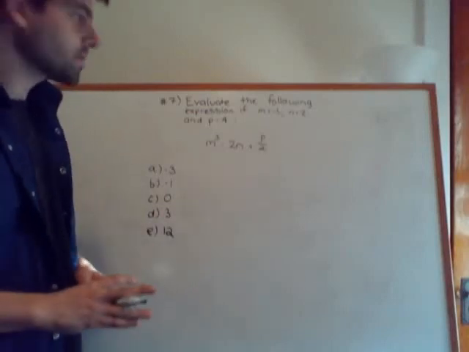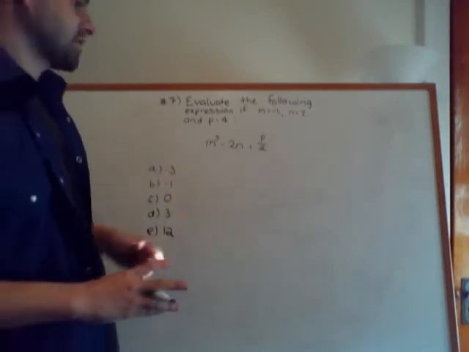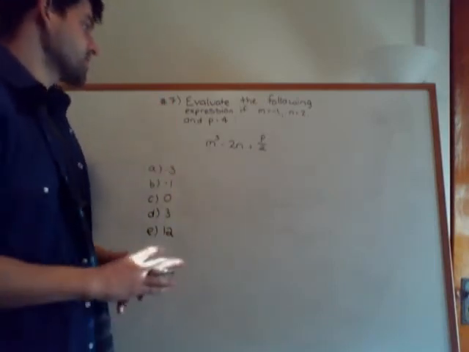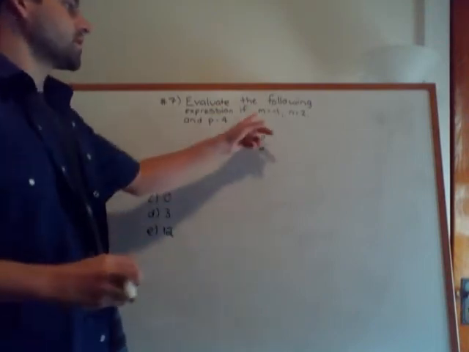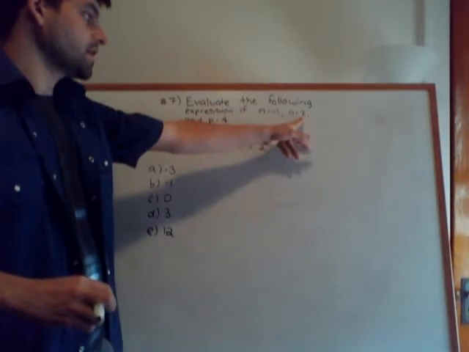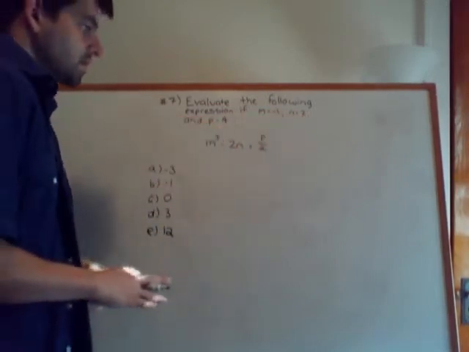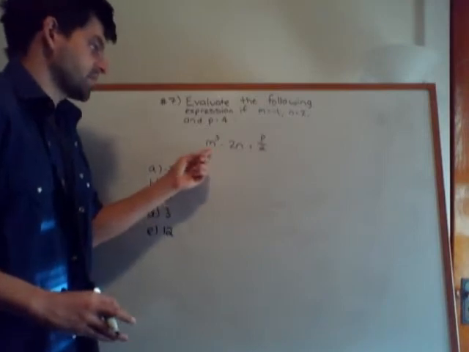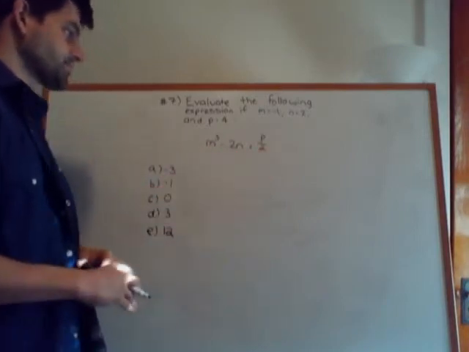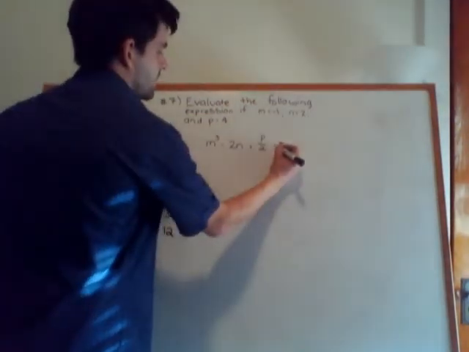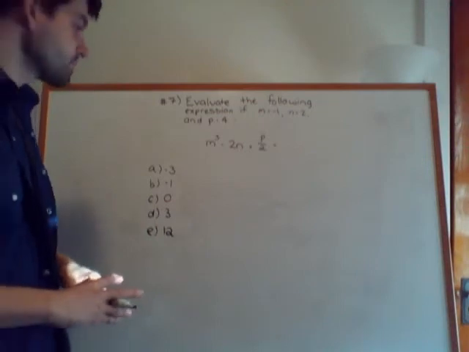In this video, we're going to be continuing the practice algebra exam, starting with question number 7. Question number 7 asks us to evaluate the following expression if m equals -1, n equals 2, and p equals 4. Our expression is m cubed minus 2n plus p over 2, and we have a solution bank down here as our potential values.